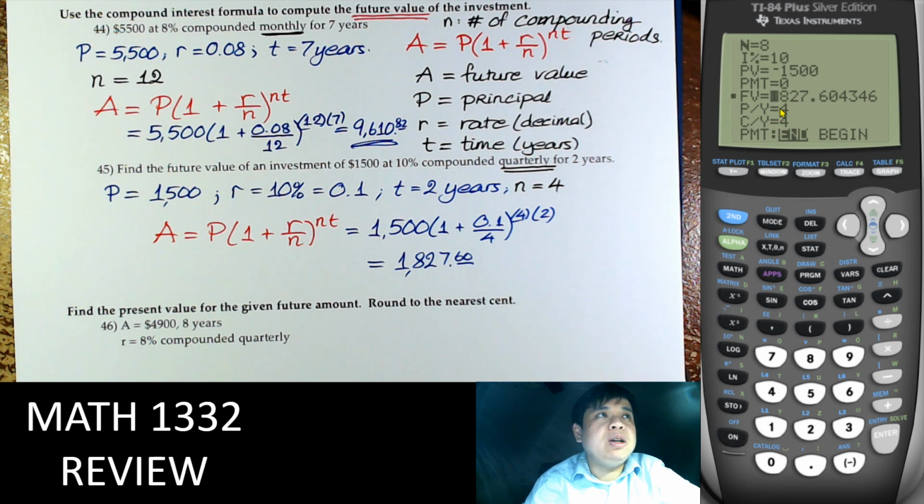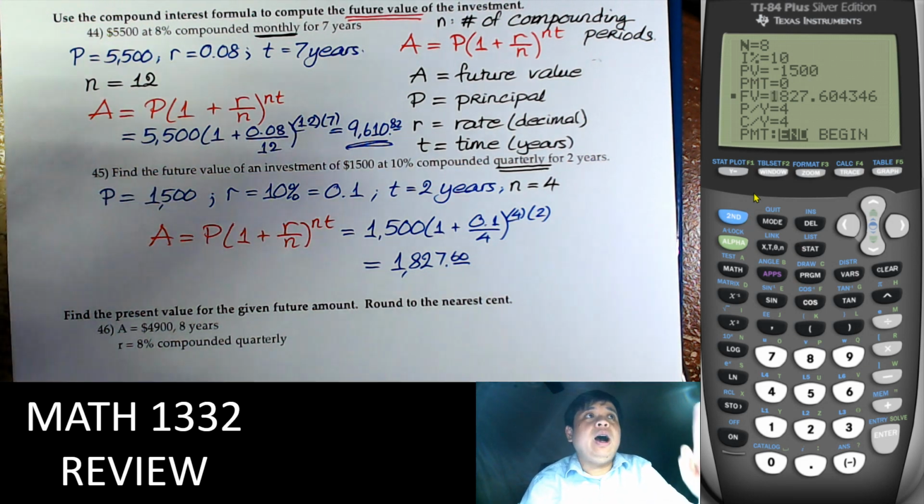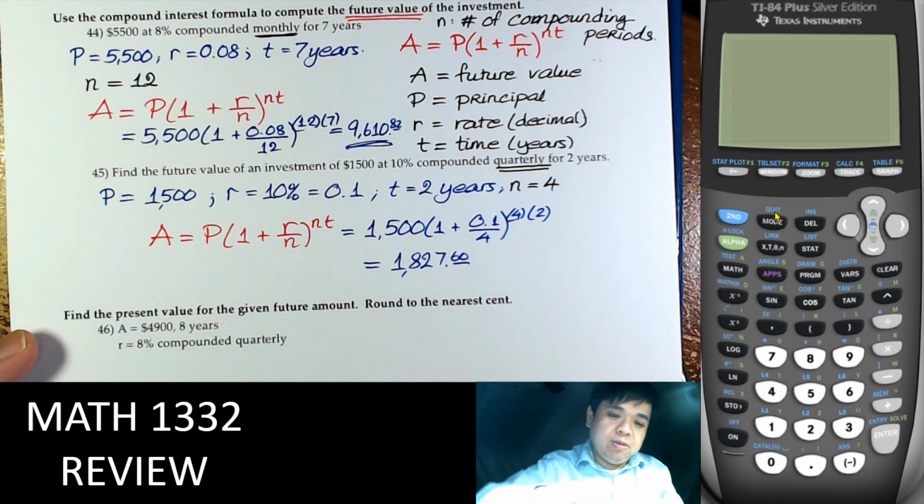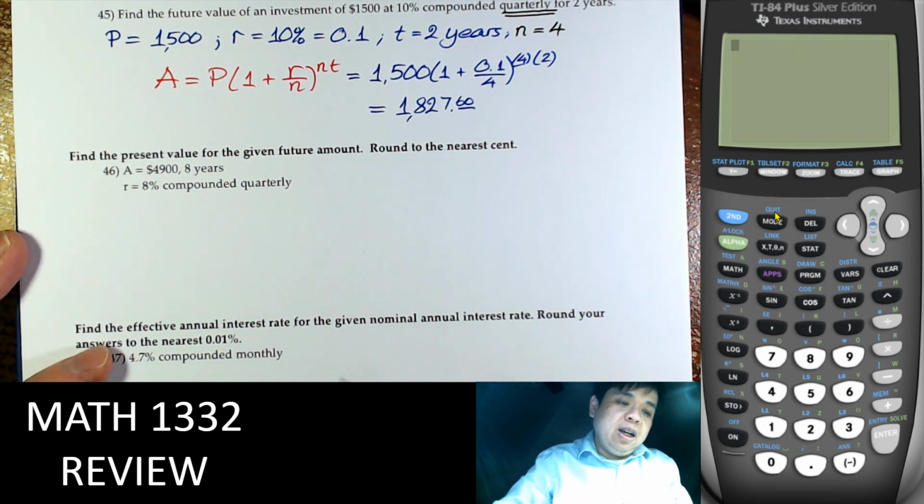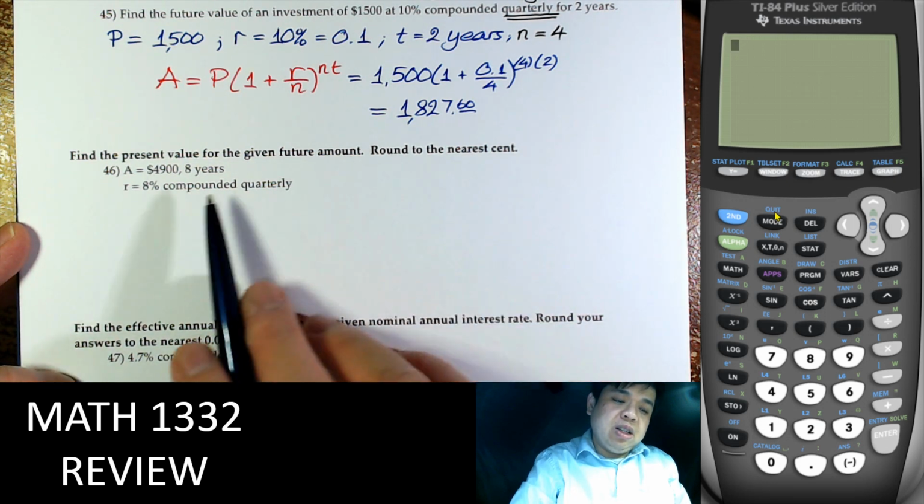This payment per year or compounding periods per year, those will be the same. This n is how many periods. It's 2 years, 4 times a year, so that makes it 8, and the rest will be just that. When we're done with this screen, hit second mode, back to home screen. Next, find the present value of the given amount. Round that to the nearest cent.